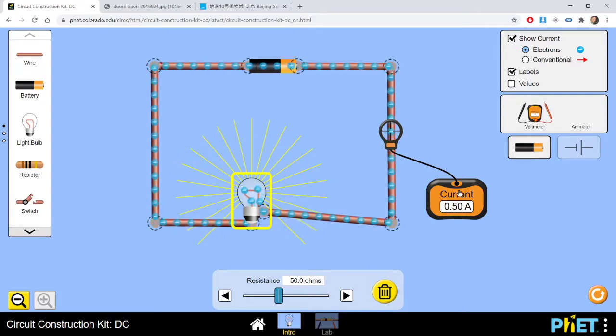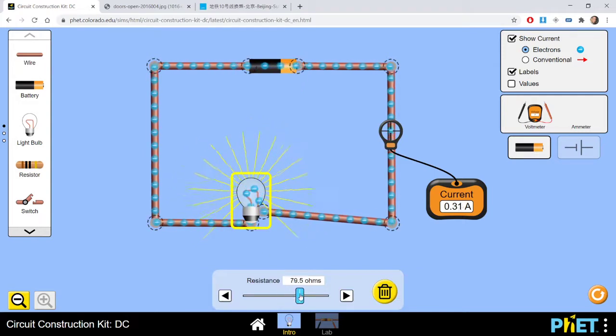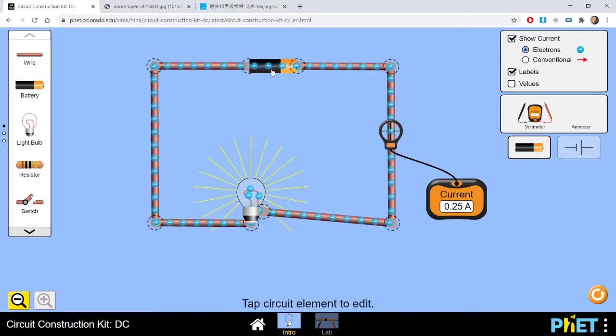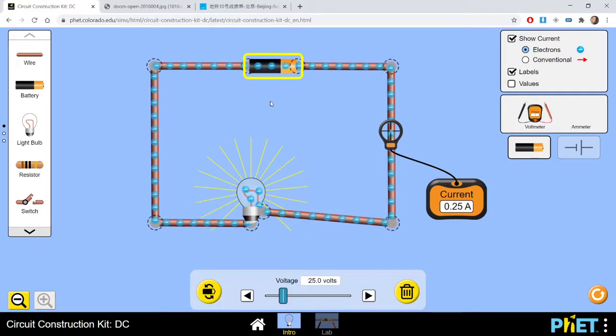So if I do 50 multiplied by a half, or 0.5, that's the same as dividing by 2. And 50 divided by 2 is 25. 50 multiplied by a half is 25. If I make this really high, take it up to 100, I've now got a current of 0.25, or a quarter. Multiplying by a quarter is the same as dividing by 4. So 100 divided by 4 equals 25. 100 multiplied by 0.25, or a quarter, is 25.